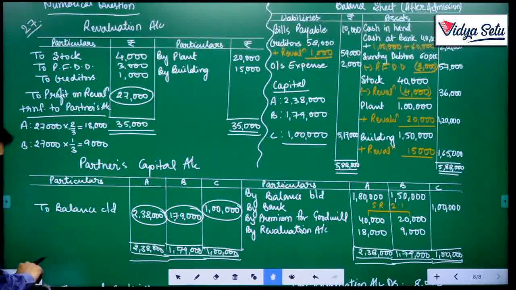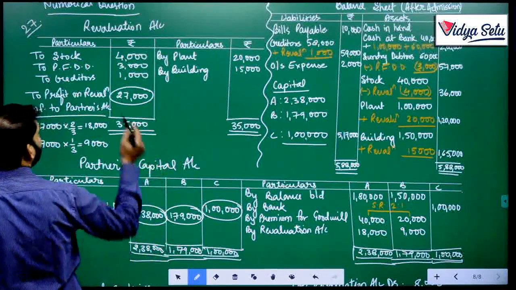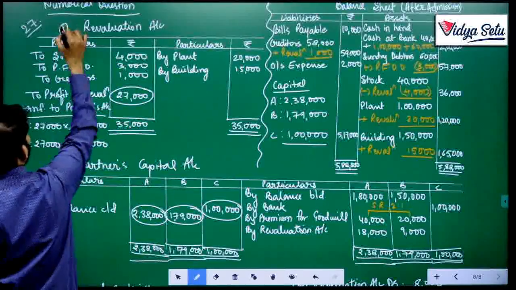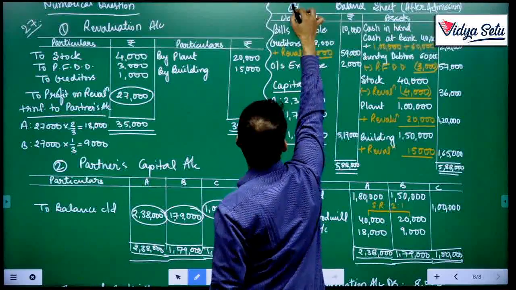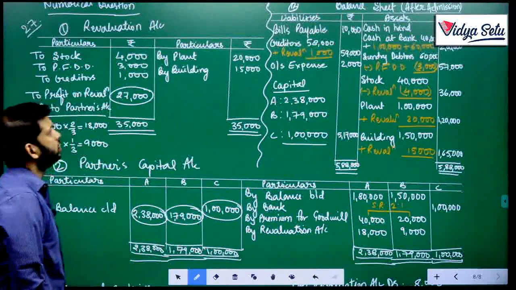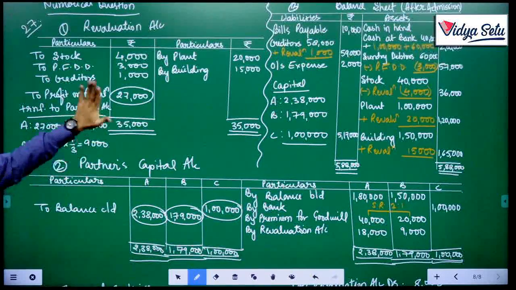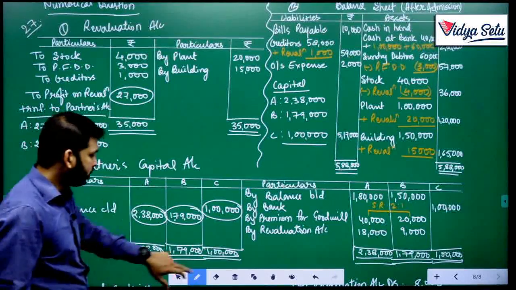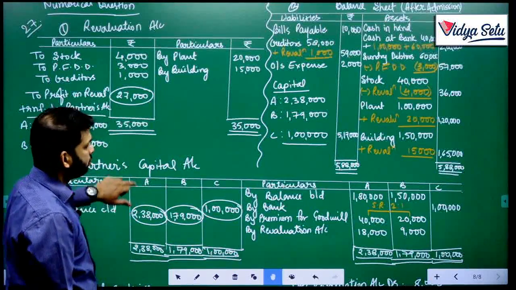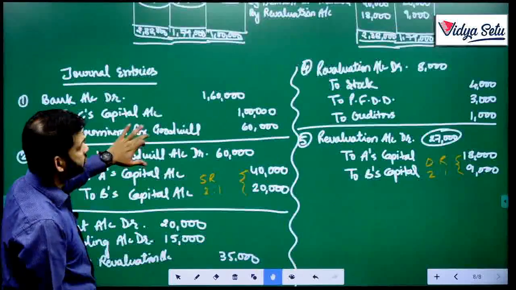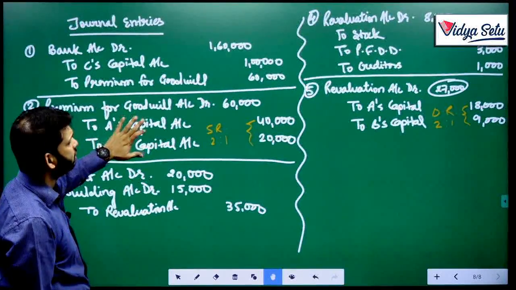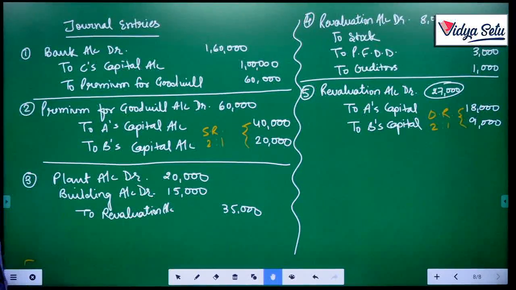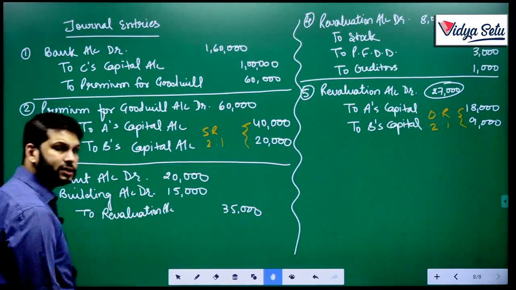Okay, do remember, first thing first, you have to make the formats ready. Then this is second, and the balance sheet is the third thing that you have to solve, in this order. You have to balance, and then do the journal entries. Journal entries are quite simple. Okay, with this we are done with this question.